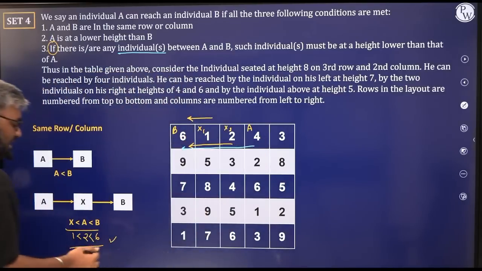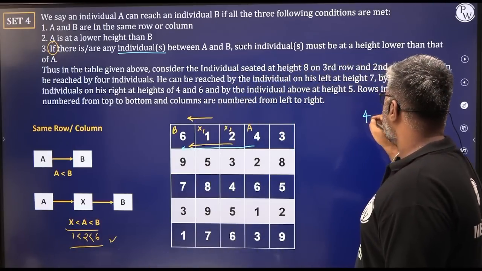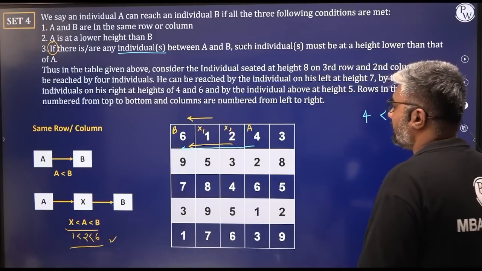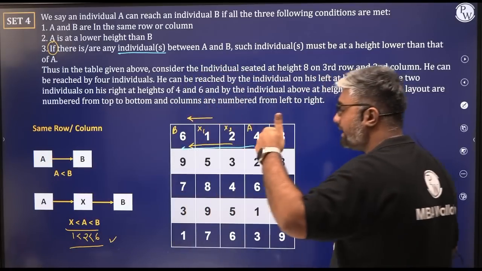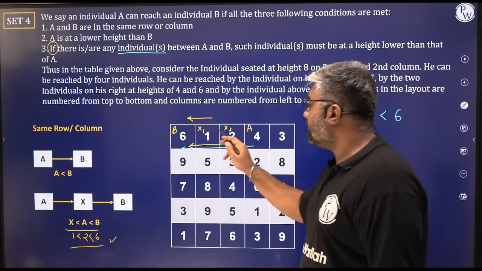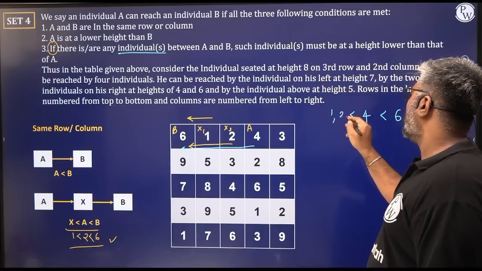So if this happens, will it satisfy? So 4 first has to be less than 6. This is mandatory. A जो है B से कम होना चाहिए. A should be less than B. That is mandatory. And then what are they saying? जो भी बीच के terms हैं वो A से छोटे होने चाहिए. So is 1 and 2 smaller than 4?